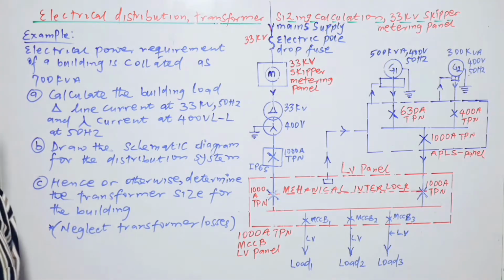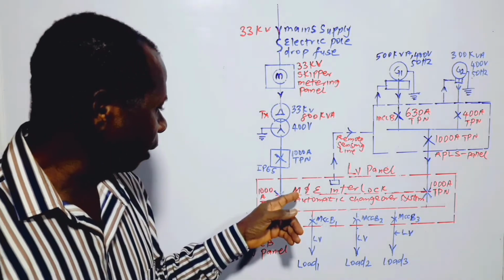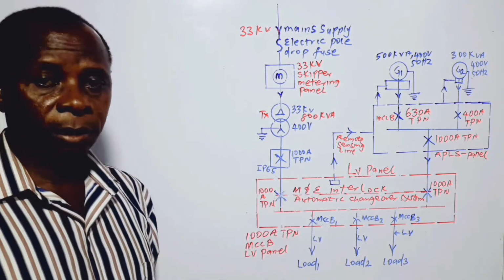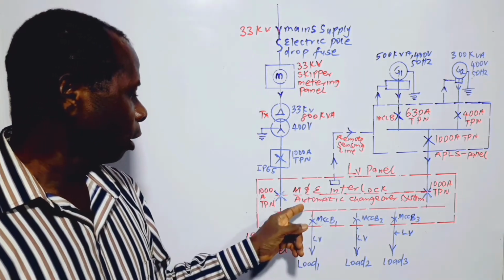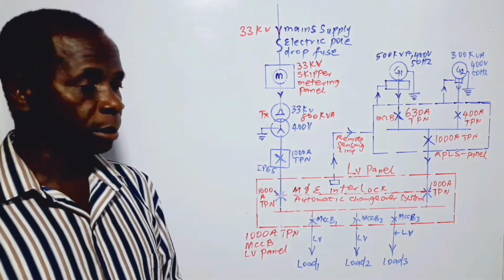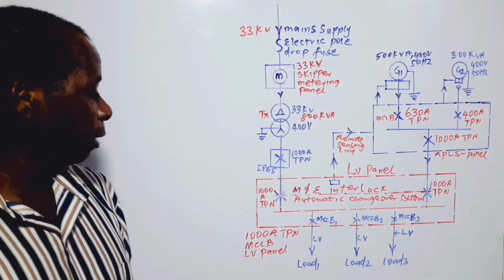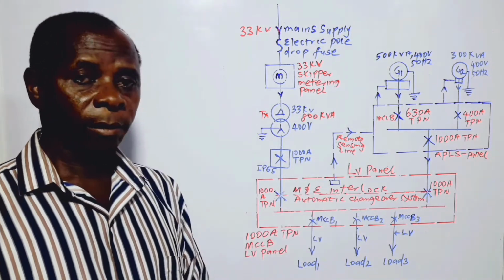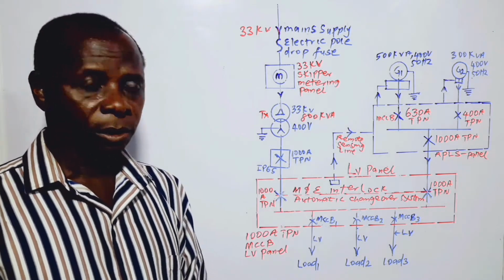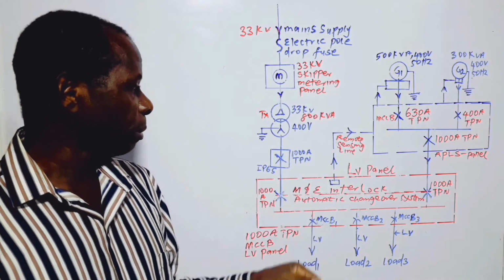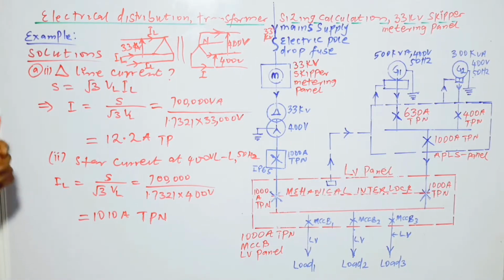Neglect transformer losses. Once again, anywhere mechanical interlock appears in this video, it is meant to be MIE interlock or automatic changeover system. MIE interlock means automatic interlock, while mechanical interlock means manual. In this case, we are dealing with automatic, not manual. Now, the solutions to the problems.